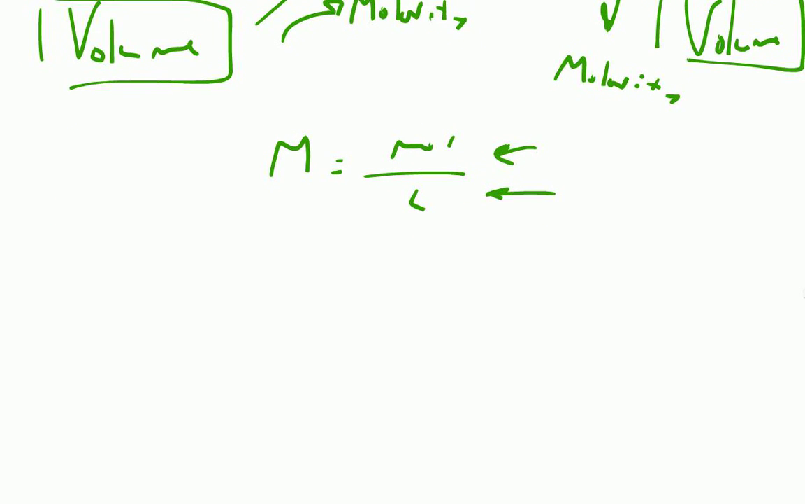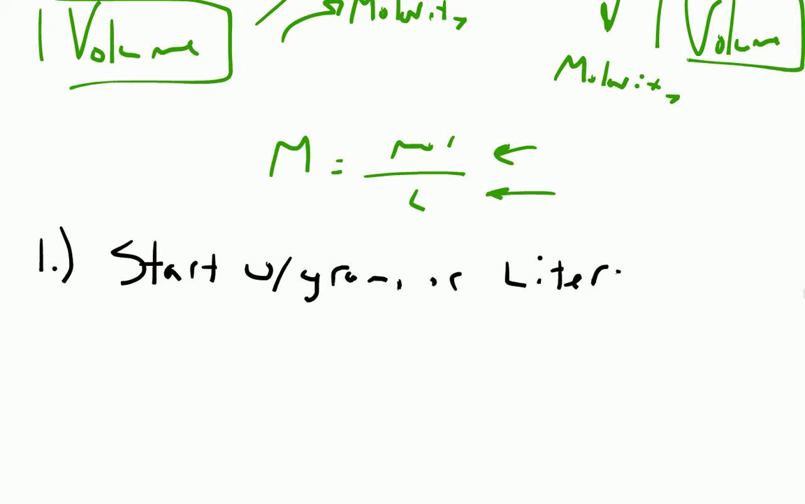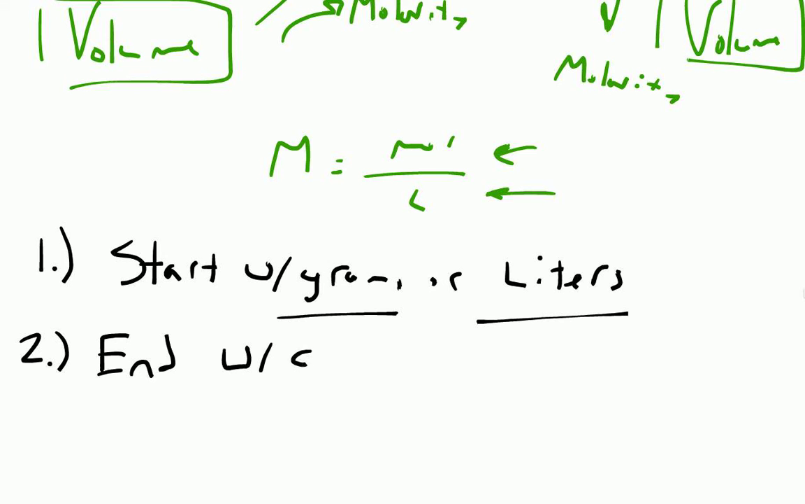But before we do that, let's talk about the situation or the process here. The process is, first, you need to figure out where you start, what unit you start with. And you could start with either grams or liters. Now in mass-to-mass stoichiometry, we only started with grams, but now we're using solutions, you could start with liters. Second, your possible endings are also grams or liters.